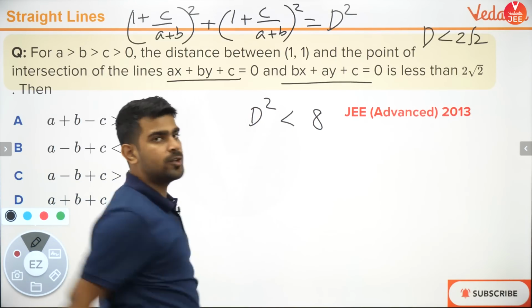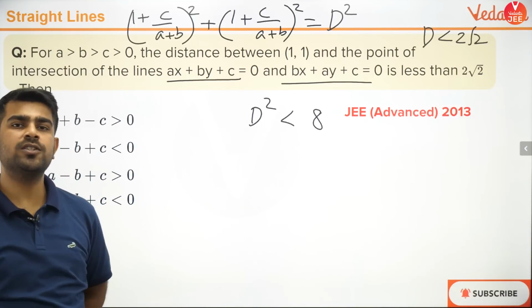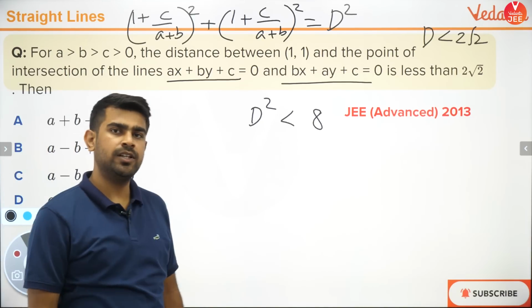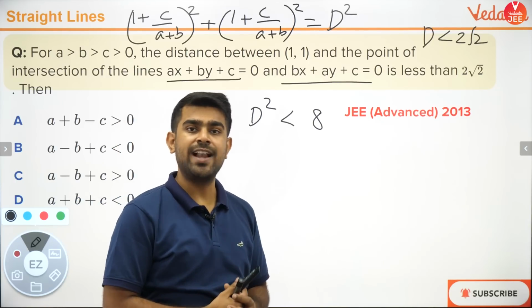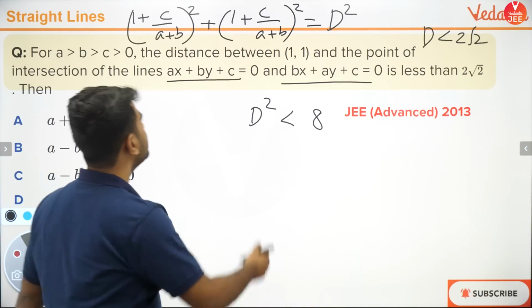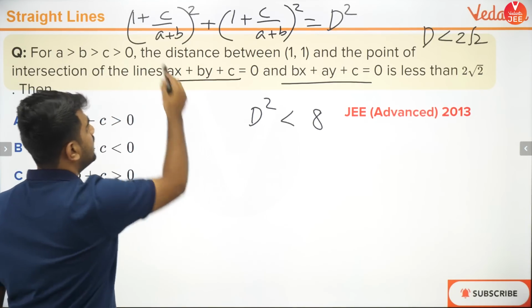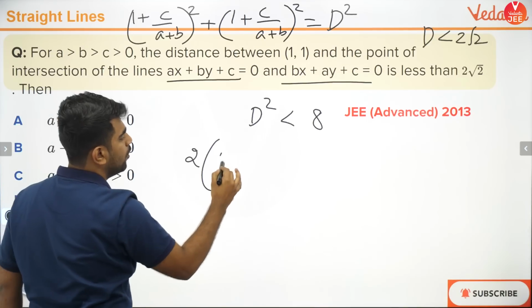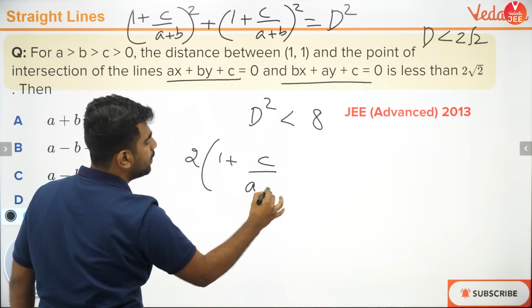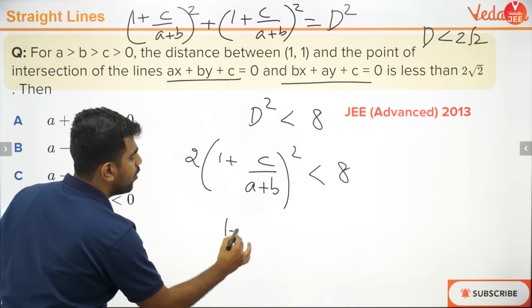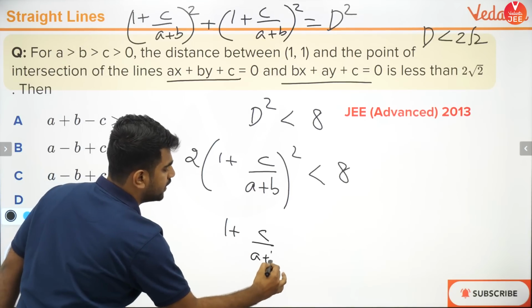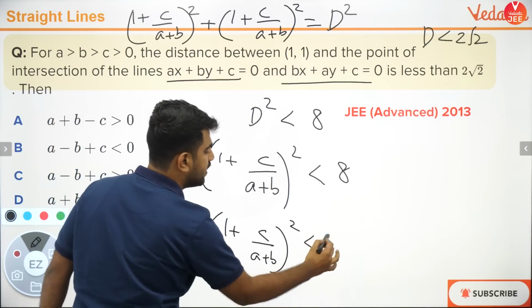Because I squared both sides. Distance is of course positive. So when both sides are positive, I can square and still the sign of the inequality will be intact. Now let's club that over here. So that will be what? 2 times of (1 plus c by a plus b) whole square less than 8. So I'll have (1 plus c by a plus b) whole square less than 4.